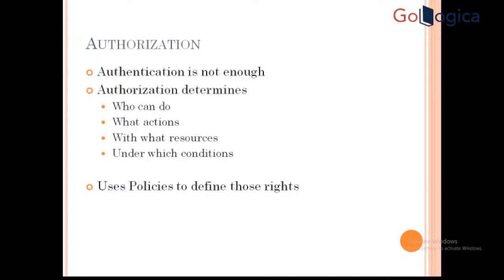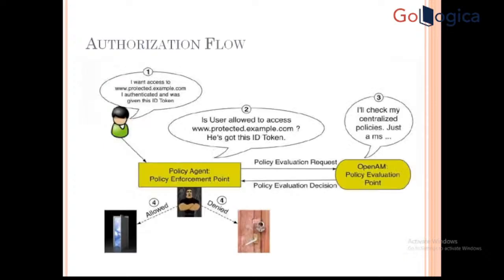Okay. So now for authorization, we need to define the policies in OpenAM. How to define them, we will discuss later, but first, how the authorization works. This is the authorization flow. The flow is: I want access to this protected resource. I authenticated and was given an ID token. The earlier authentication flow is not in this picture. We start here with the ID token.